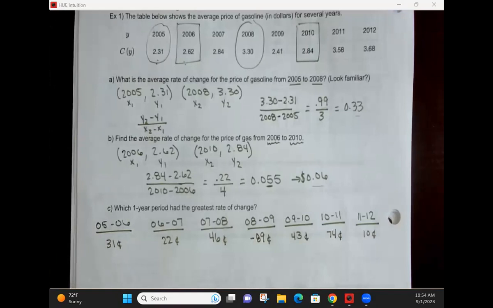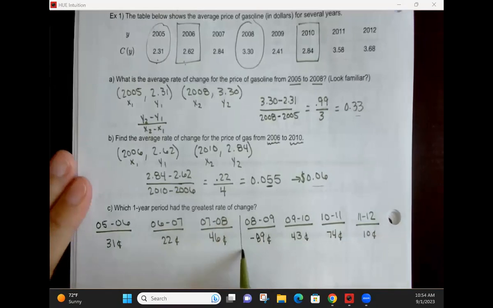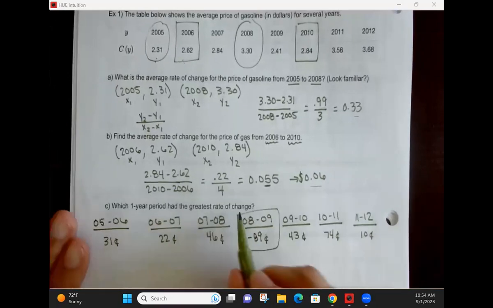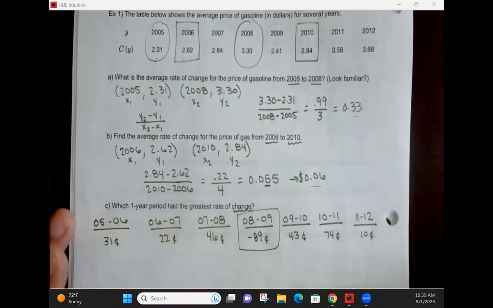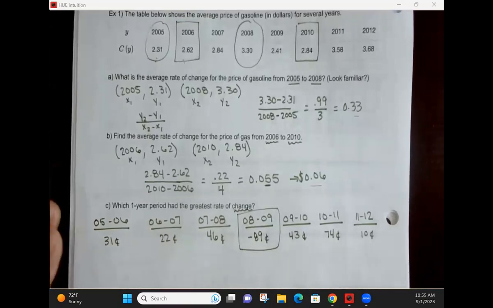Check your work. Which 1 year period had the greatest change? 2008 to 2009. That was the biggest change. Notice this says change, not greatest amount of money, right? That was like greatest increase, not greatest value, I should say.